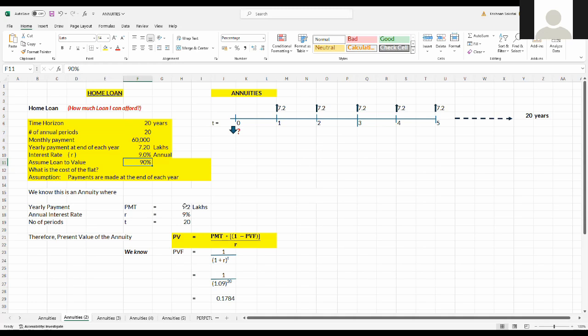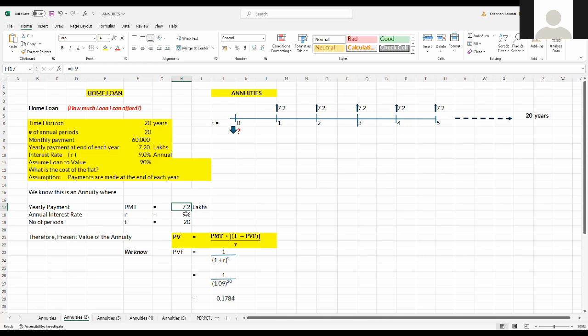And so for example, they put in 90. So if the flat costs 1 crore, the bank will give you 90 lakhs of loan. So the loan to value, that is, loan is 90 lakhs and the value of the flat is 1 crore. So 90 divided by 1 crore is 9 by 10, which is 90%. So loan to value is 90% in this case. Now in some cases they may only give you 80%. So the loan to value is 80%.